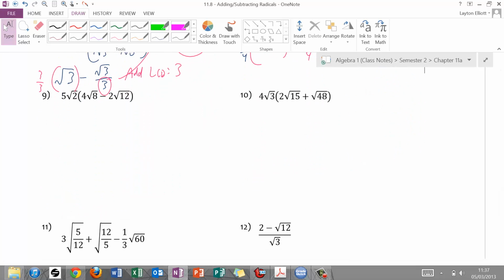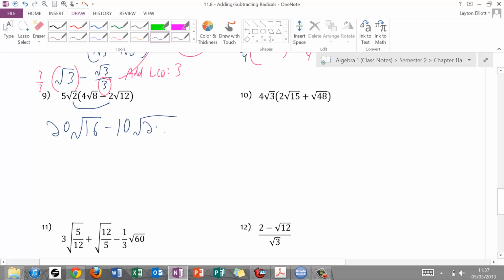Number 9, if I do the distributive property, 5 times 4 is 20, 2 times 8 is radical 16, which is a perfect square. Then 5 times 2 is 10. I'm going to leave the rest of this factor, 2 times 12, that's 2 times 2 times 6. This comes out as 4 times 20 is 80, minus, this comes out as 2 times 10 is 20, radical 6.